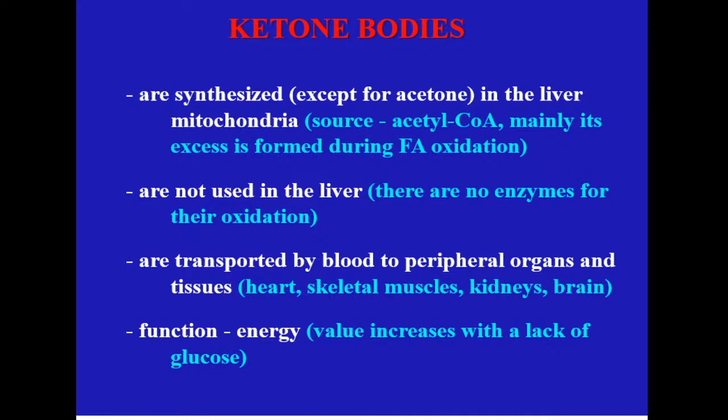So ketone bodies are transported by blood from the liver to peripheral organs and tissues like heart, skeletal muscles, kidney and brain. Pay attention, if you remember, the brain cannot do beta oxidation, so long chain fatty acids are not fuels for the brain, but ketone bodies, small molecules, are a very good fuel for the brain. And sometimes the brain can change its metabolism more than 50% to ketone bodies, not glucose. The function of ketone bodies is energetic.